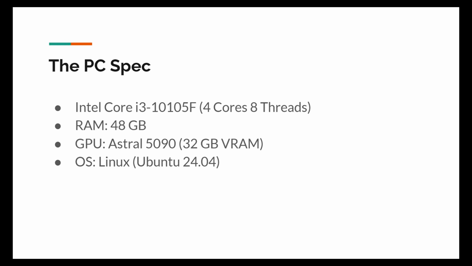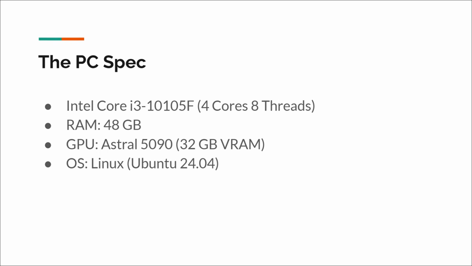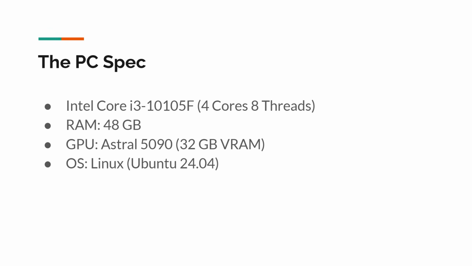Here is my setup and the PC spec. It has an Intel CPU and a system RAM of 48GB. The GPU is Astro 5090, which has 32GB of VRAM. For the operating system, I use the Linux Ubuntu 24.04.